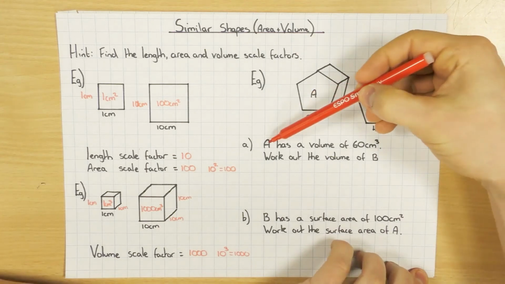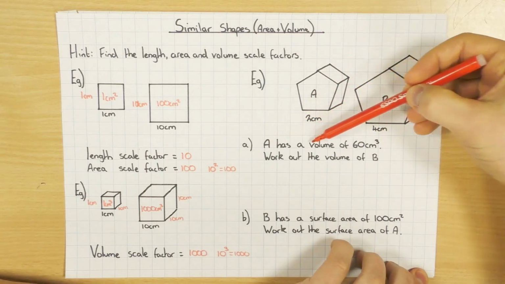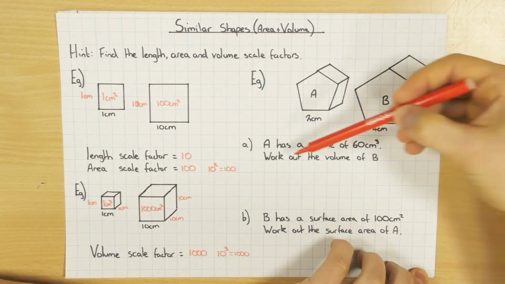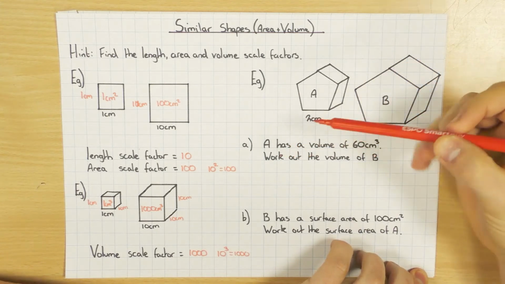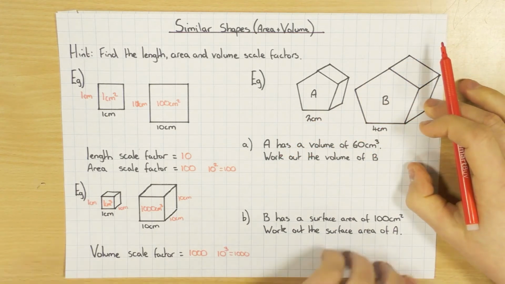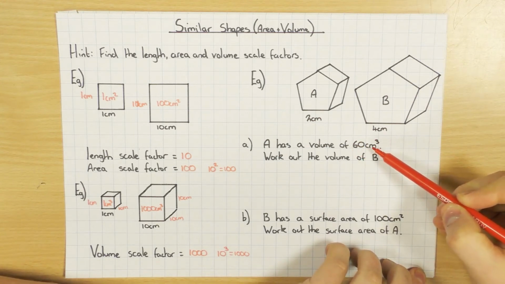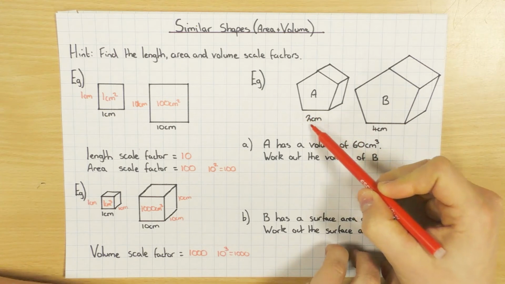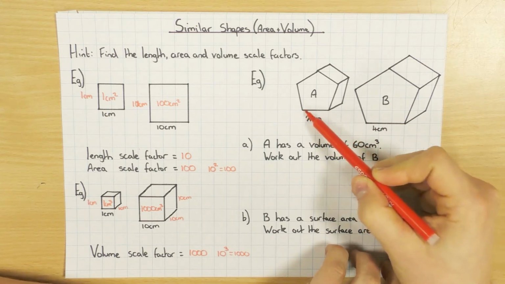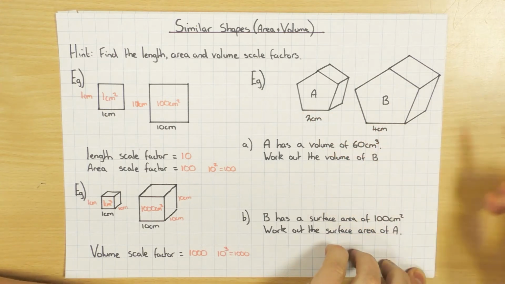This one here, it says shape A has a volume of 60 centimetres cubed. Work out the volume of B. So I need to work out the volume scale factor. But I've only been given one volume, so I can't use that to help me. What I've also been given is two lengths. So this side here is 2, this side here is 4.